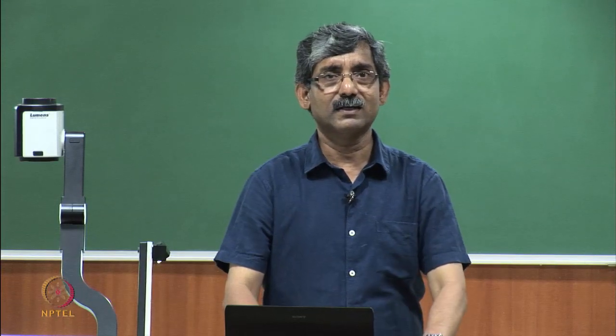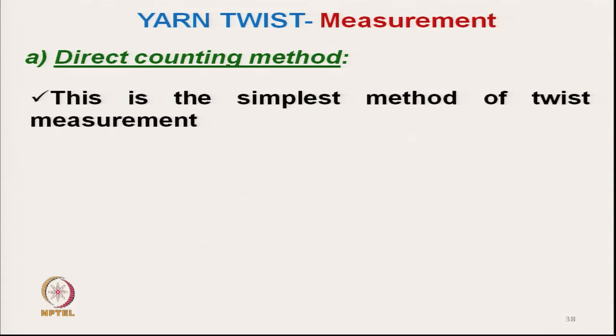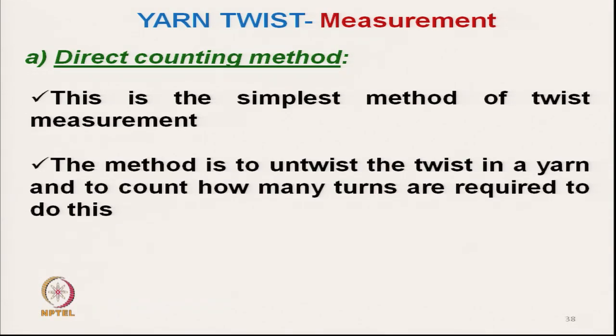Now, we will discuss the techniques of measurement of twist. There are different techniques available. So, first is the direct counting method. This is the simplest method, where we untwist the yarn. The method is to untwist the yarn, whatever twist is present in the yarn, and to count how many turns are required to make it zero twist. So, we have to keep on untwisting till it has become zero twisted.